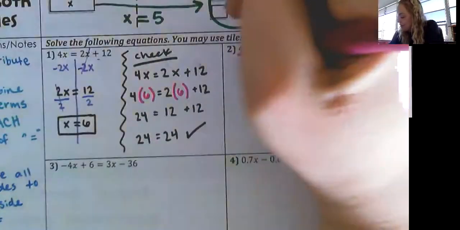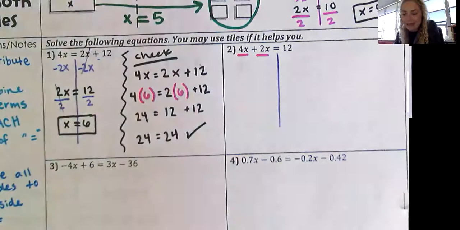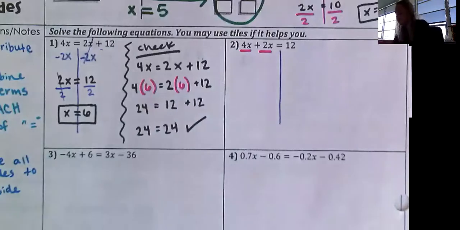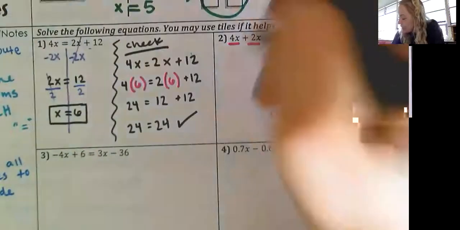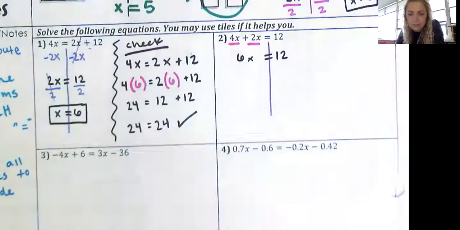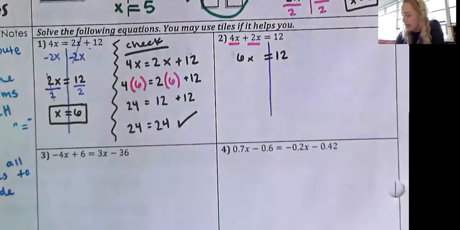Okay, so these are on the same side. Underline them. Let's combine them. What is 4x plus 2x? Well, 4 plus 2, I can add those coefficients, and I get 6x equals 12. All right, nothing that I can add or subtract.